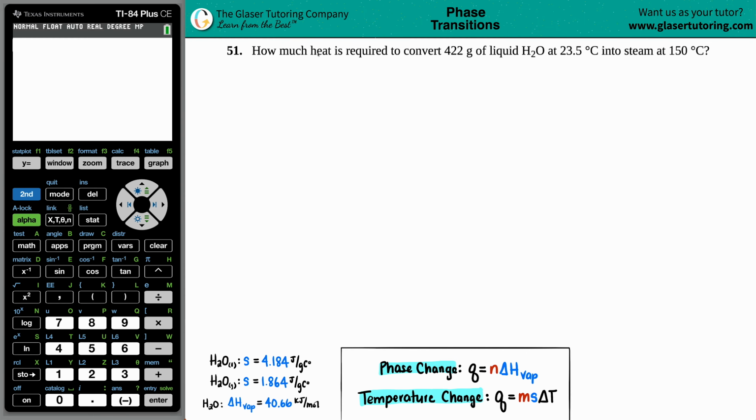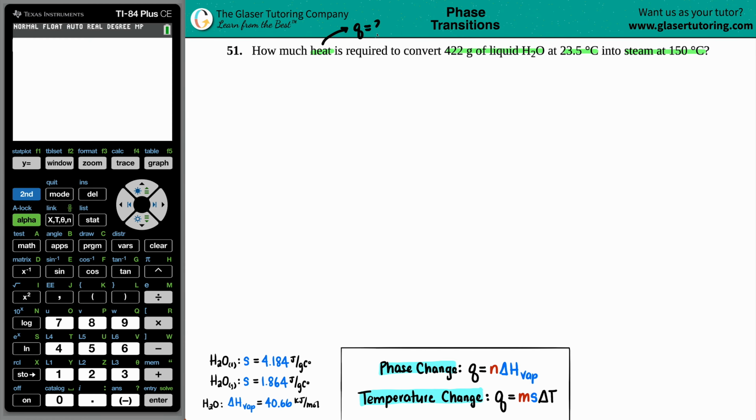51. How much heat is required to convert 422 grams of liquid H2O at 23.5 degrees Celsius into steam at 150 degrees Celsius? Okay, that's all they give us. So let's try to figure it out. Now the question here is we want to find out how much heat is being produced. And heat in chemistry is always a Q value, right? So we're basically solving for a Q.